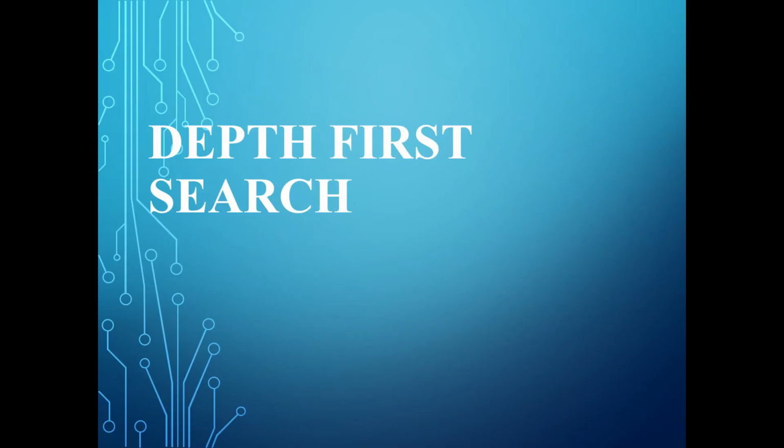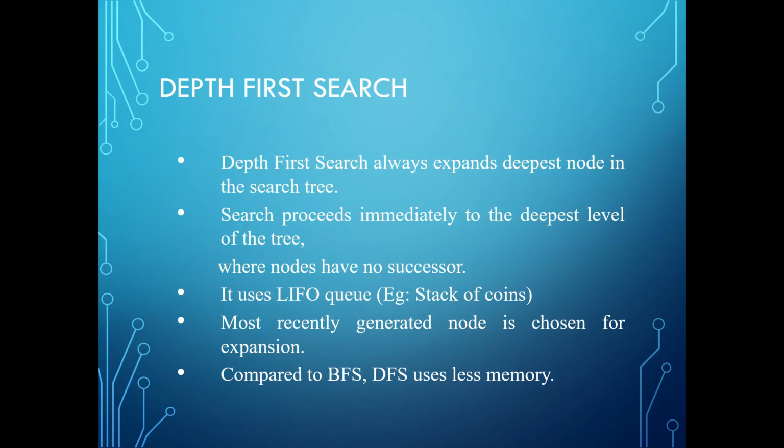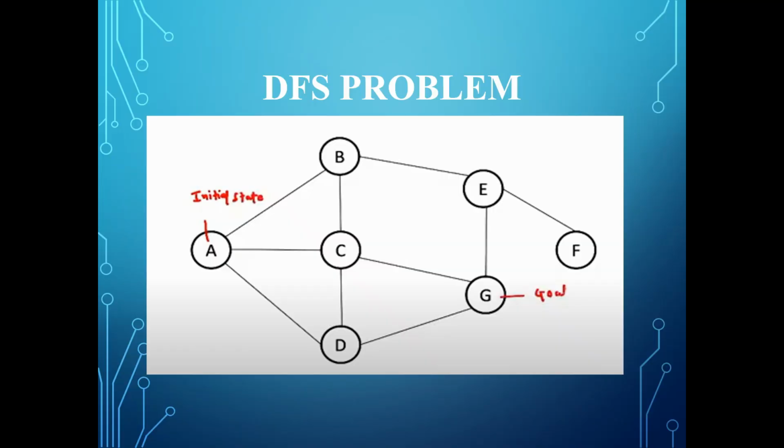DFS, depth first search. DFS expands the deepest unexpanded node first. It goes as far down a branch as possible before backtracking. DFS uses a stack data structure, which allows the most recently discovered node to be explored next. Compared to BFS, DFS uses less memory. DFS problem. Here, A is taken as the start state and G is taken as the goal state. This slide shows a typical DFS scenario.